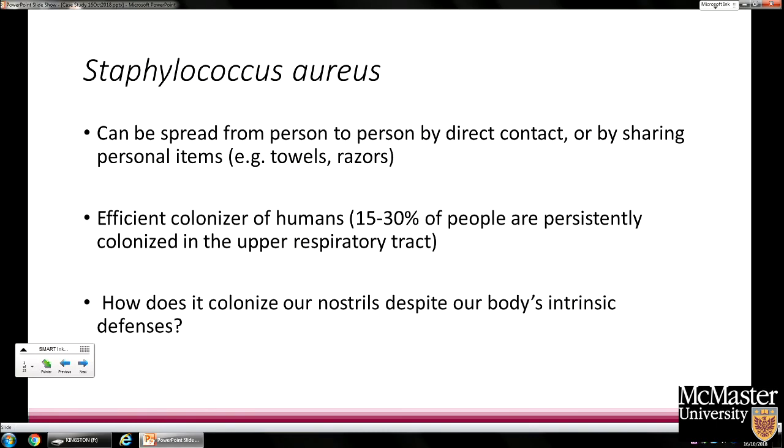So one of the questions that I want to propose to you guys is, how is it able to colonize, let's say, our nostrils, despite our body's intrinsic defenses? We learned about this previously. We know that our body has all these epithelial barriers and intrinsic mechanisms to keep bacteria away. So what are some of the mechanisms that Staph aureus could have to circumvent these and allow itself to colonize us?